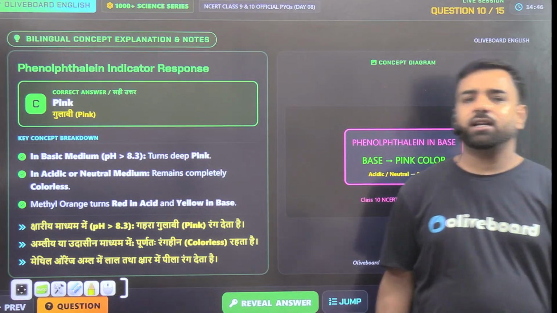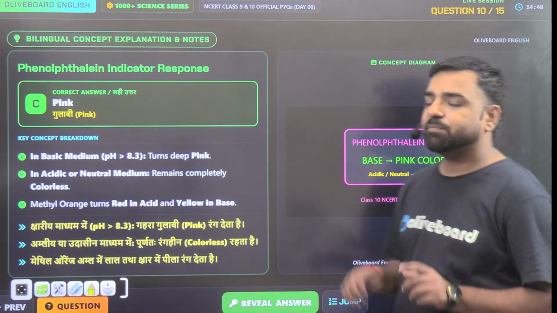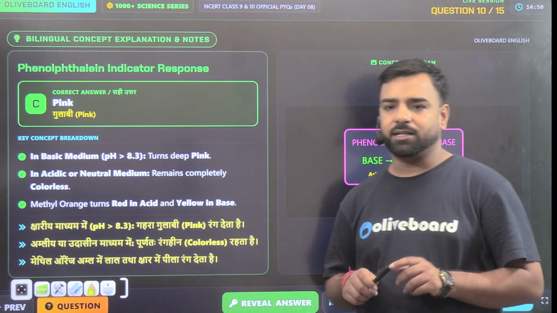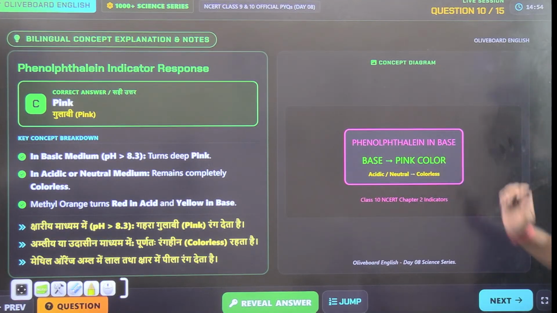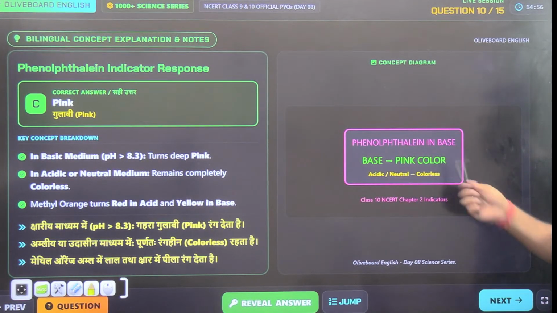So that's important. And in the case of methyl orange, pink color is observed in the case of acidic medium. So these are some of the important questions that is mentioned here also. So in the basic medium it will be pink color, but in the acidic that will be colorless.